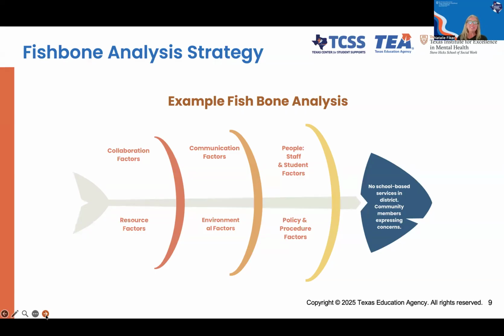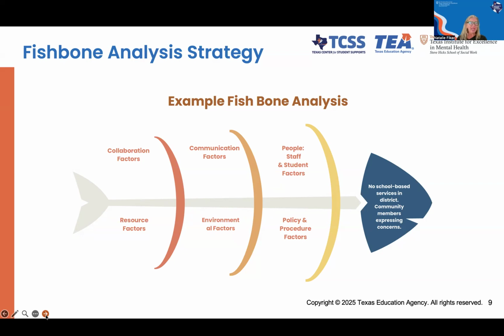For the purpose of this fishbone analysis, we have chosen the following factors to consider: collaboration, communication, people, including students and staff, resource, environmental, and policy and procedure factors. Each of these chosen factors are important factors that can contribute to the success of school mental health systems. Oftentimes in schools, there are factors that get in the way of successful implementation.